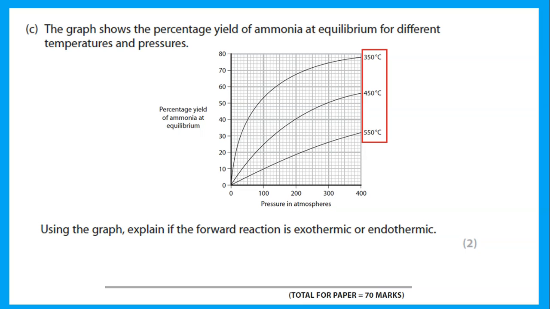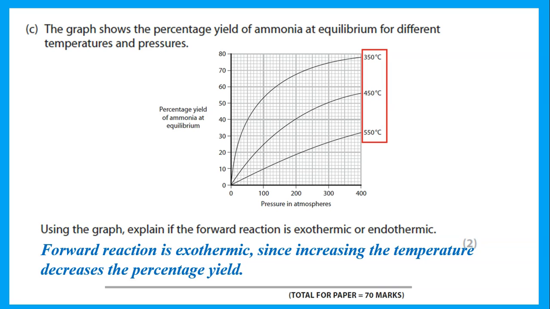So when we look at this, as we increase the temperature from 350, 450, 550, the amount of ammonia is decreasing. That means the forward reaction is exo. Remember, increasing temperature, the reaction goes endothermic. So if the percentage yield of product is decreasing, that means it went backward. And that means that the forward reaction is exothermic, since increasing the temperature decreases the percentage yield of the product.